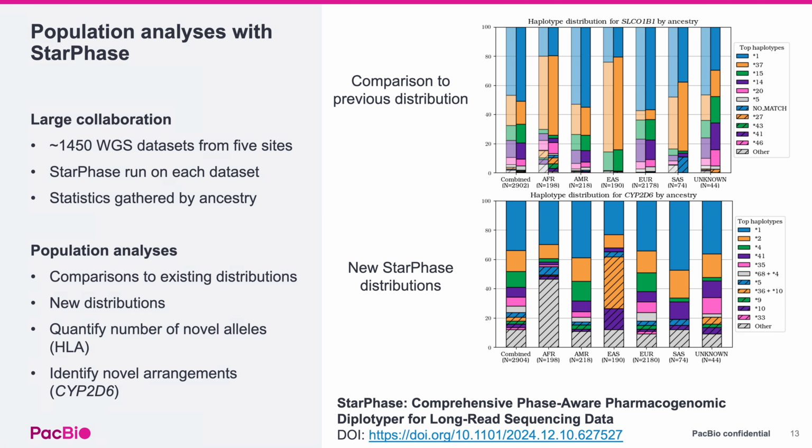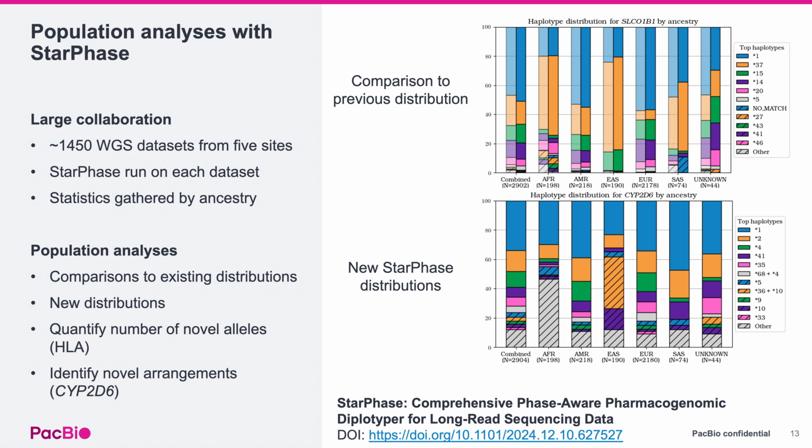We've also looked at doing population studies with StarPhase. In particular, we gathered a large cohort of datasets, about 1,450 HiFi whole genome sequencing datasets, from 5 different sites. We ran StarPhase on each of these datasets, gathered the outputs, and then grouped them into ancestry in order to get population-level statistics.